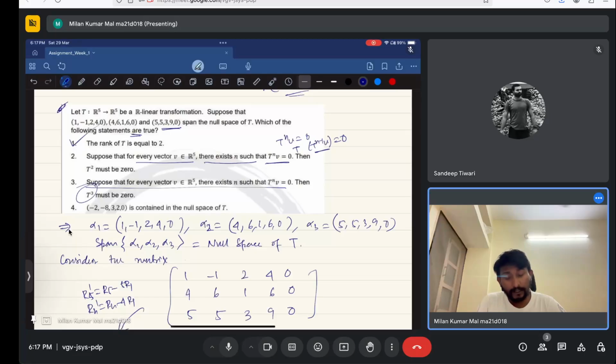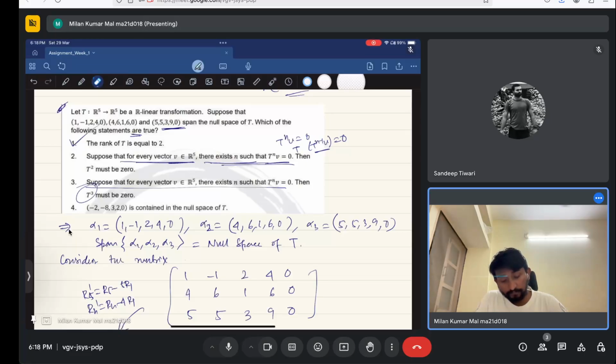First fact is this. Second fact is that if this is true for every vector v belongs to R to the power 5, there exists an n such that T to the power n v equals 0. So therefore, what we can say is that there exists a vector v which is non-zero, and T v is also non-zero. For every vector v belongs to R to the power 5 there exists an n such that T to the power n v equals 0. Then obviously there must exist a vector v for which this n will be at least 1, because n can't be 0. If n is 0, that means for every vector T v is equal to 0. That is not the case. So that means 0 is an eigenvalue. That is clear from here also. You don't need to go anywhere else.